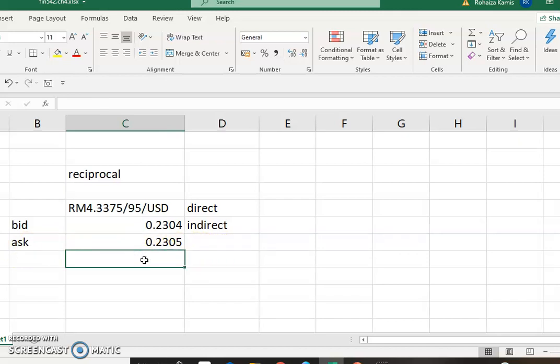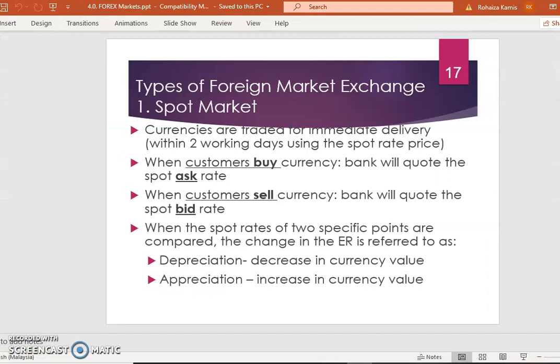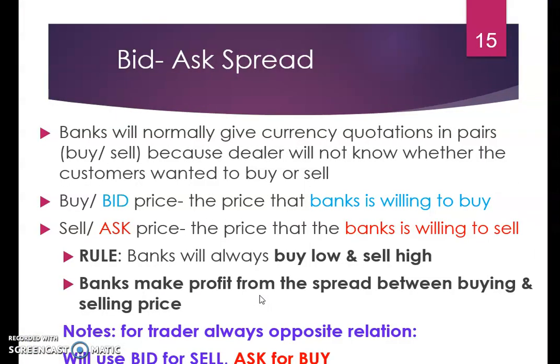Now I put it back in an indirect quotation, USD 0.2304 slash 05 slash RM. So you know already what a bid is and what the ask is. Like I said earlier, the bank always wants to gain a profit. That's why the ask price is always a bigger amount compared to the bid price. That's in a bank's perception.